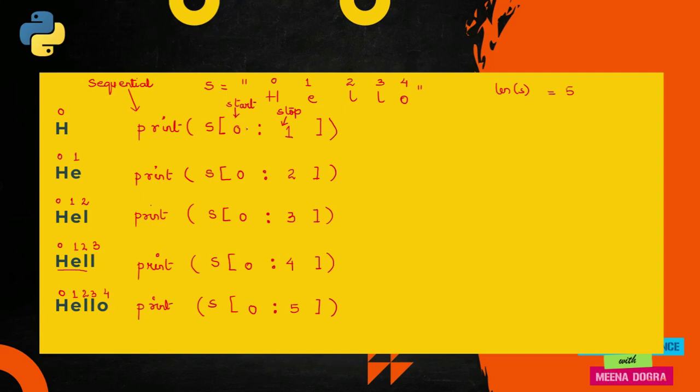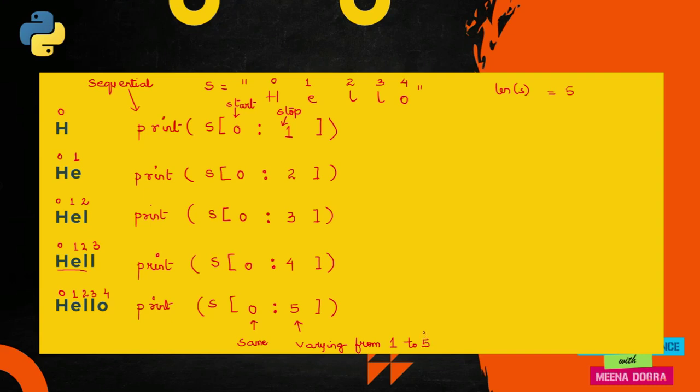Okay, now quickly check over here. Start remains the same, 0, but stop is varying. Okay, so this is what I need to run a loop for, the stop. 0 is going to remain the same. I will apply a loop so that I can generate values from 1 to 5 in case of a length 5 string.